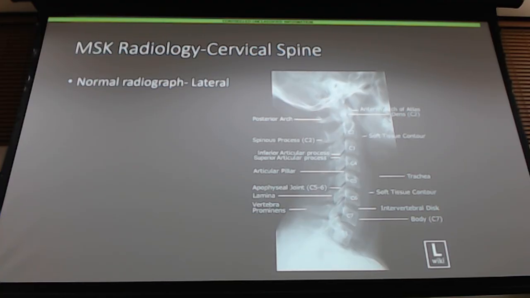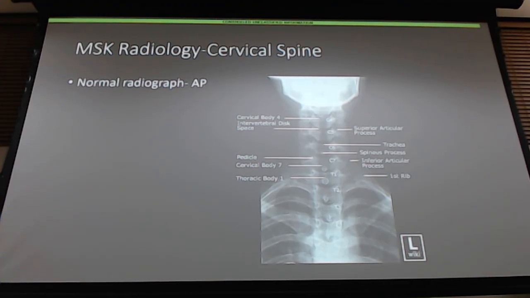So what is another word for C1 that it says there? The arch of C1. And C2, the odontoid dens, right? That relationship. Can you see that well here? No, you cannot. Okay? So then we go on to the AP projection here.